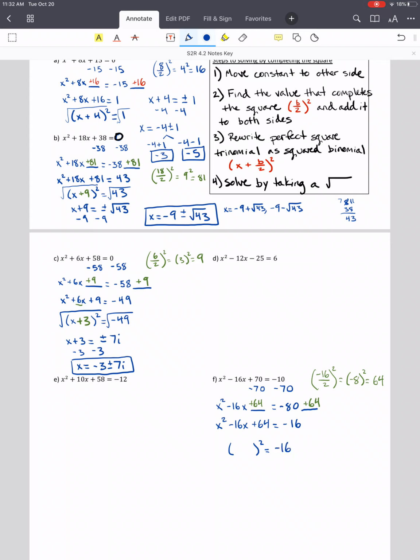So take my middle coefficient and divide it by 2, hoping you realize that that's just right there. Negative 16 divided by 2 is negative 8. And now I can solve it by taking the square root. x minus 8 equals plus or minus the square root of 16, which is 4, but since it's a negative, it's imaginary. So I get 8 plus or minus 4i as my answer.